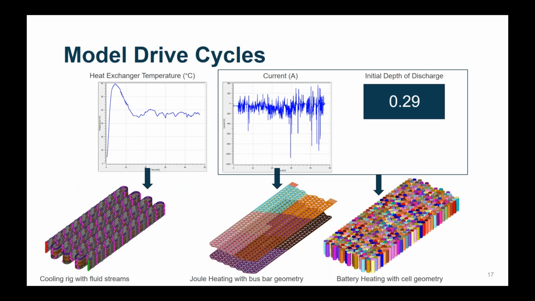And you can also look at drive cycles. So in this case, we've downloaded a drive cycle from the IEEE database. We have a continuously varying current and initial depth of discharge of 0.29. This was measured in an electric vehicle, and it had full controls from the vehicle BMS and HVAC control system. So the heat exchanger temperature varied over time, and we've taken that heat exchanger temperature and applied it as an inlet boundary condition to the fluid streams in the cooling rig.